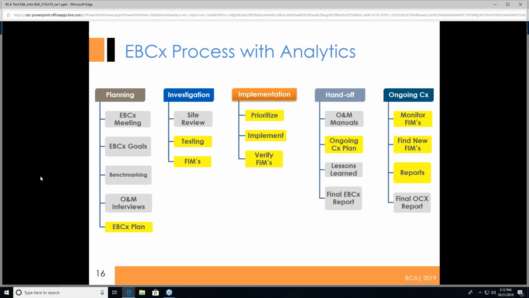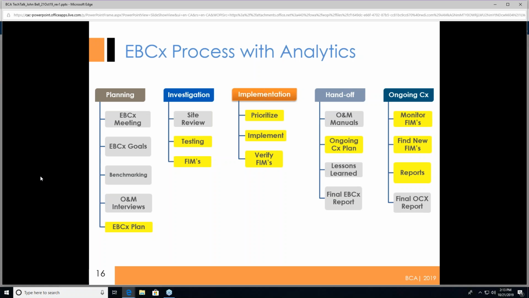So in the planning phase, if you're utilizing analytics, then clearly the plan is going to change because the on-site boots on the ground component will change in how you are going to investigate potential opportunities, right? So the plan is going to change. I wouldn't recommend removing an EBCX meeting or changing the goals. You still want to outline those. You should always benchmark. If it's a developer and owner with multiple buildings, then they're going to have that, or you can use some other tools for that. And you should always interview. Having information from the operations team, the facility manager, is always important.